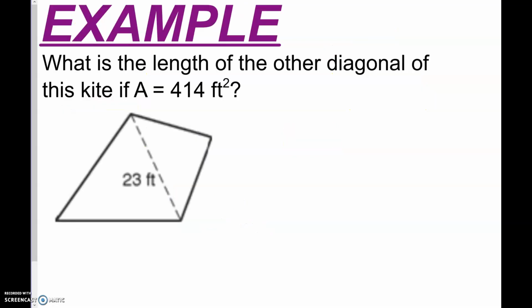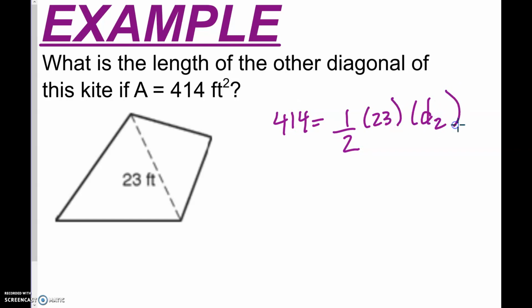All right, so for the length of this, we're going to have 414 equals 1/2. Diagonal 1 is 23, and we're looking for the second diagonal. So after we solve and do our math on this one, I think if I did my math right, it is 36 feet for diagonal 2.